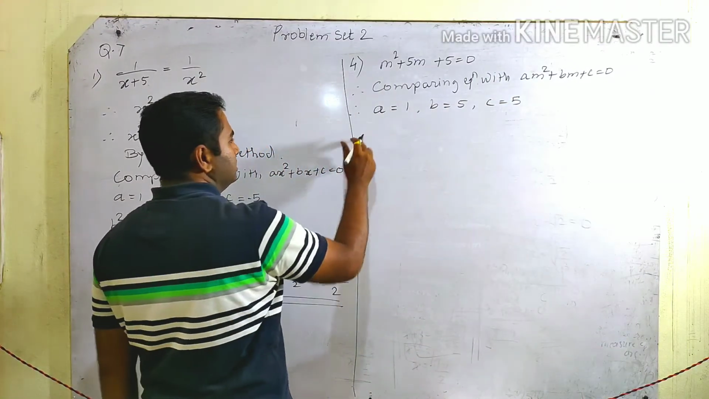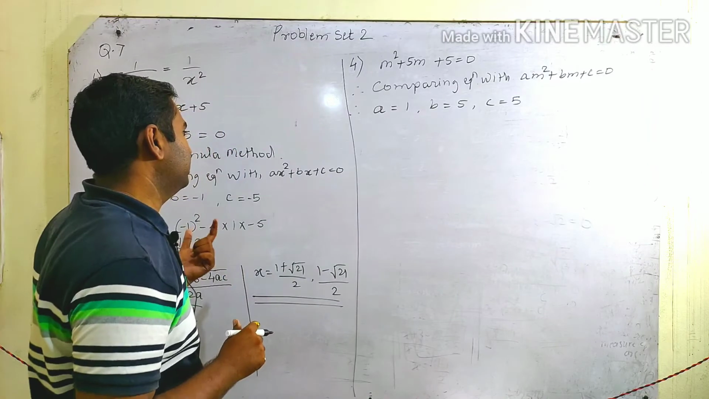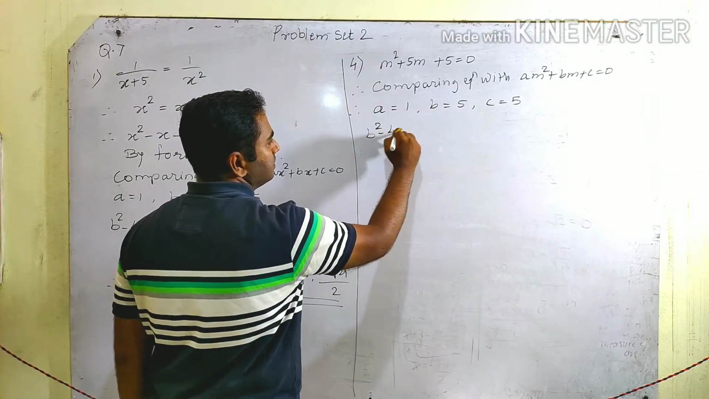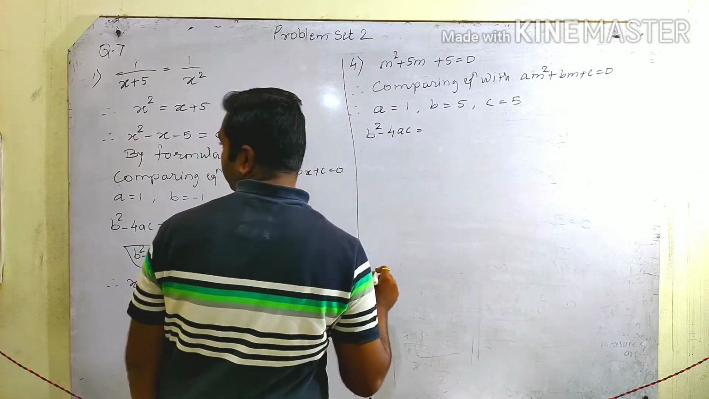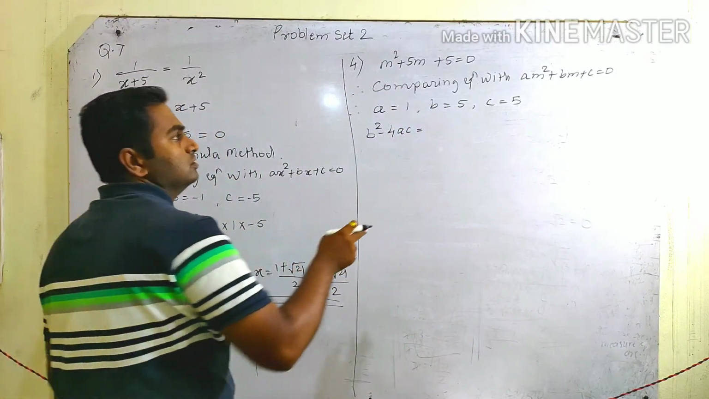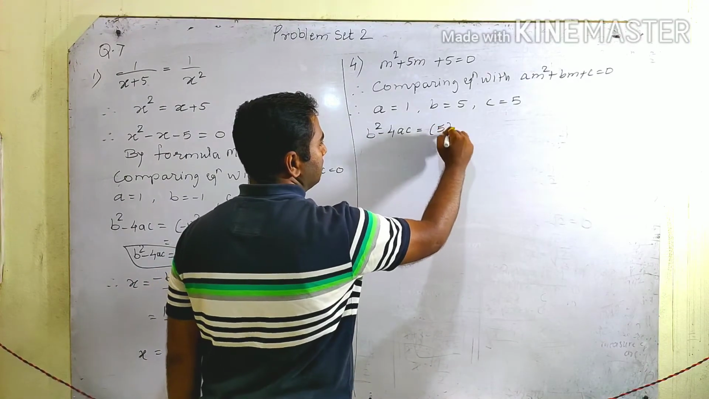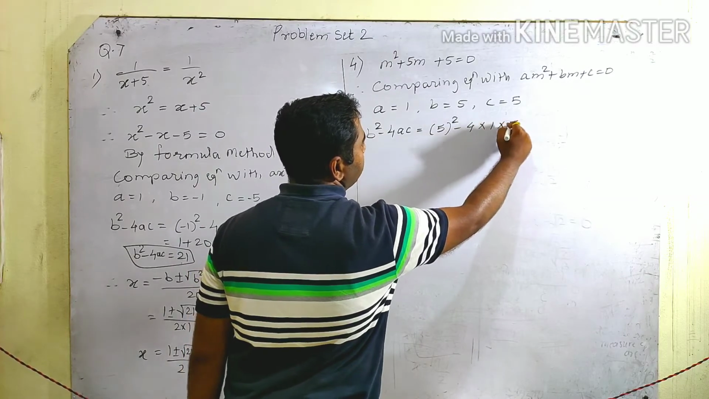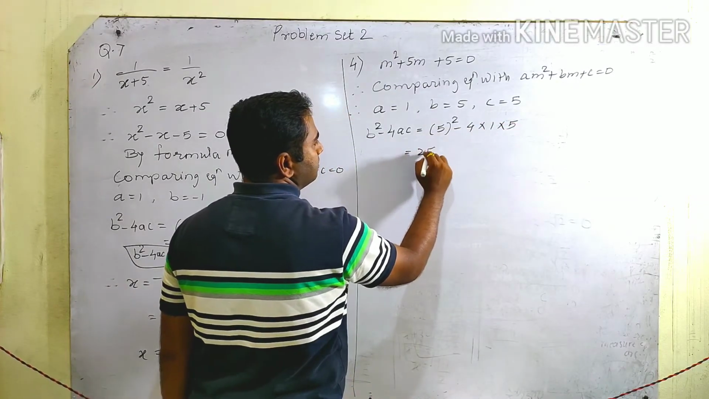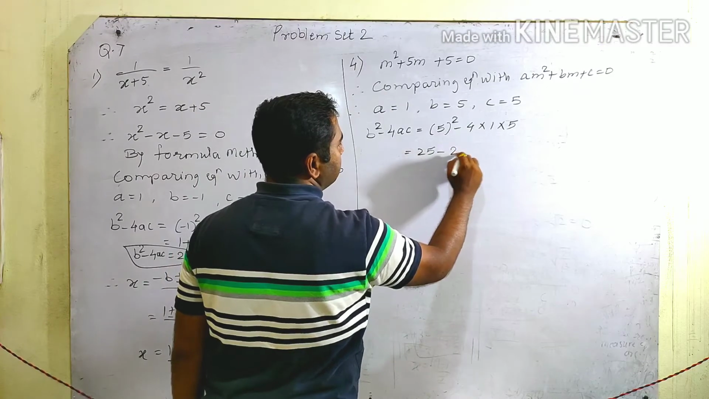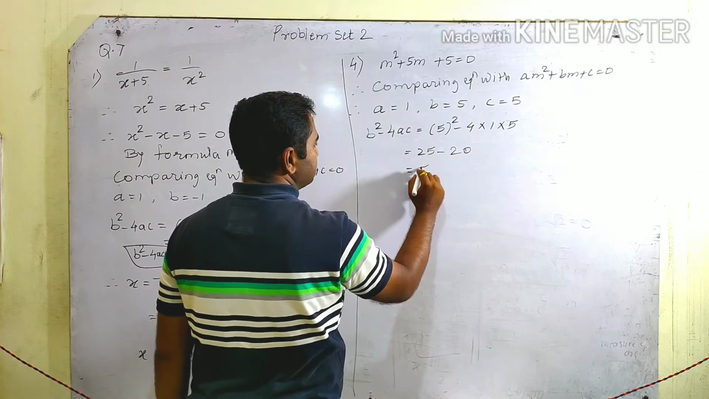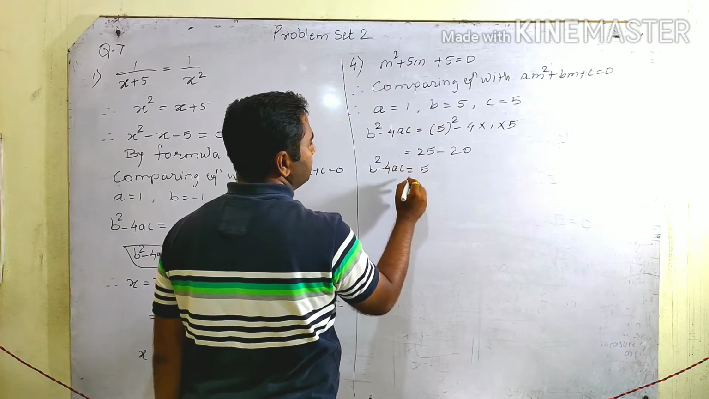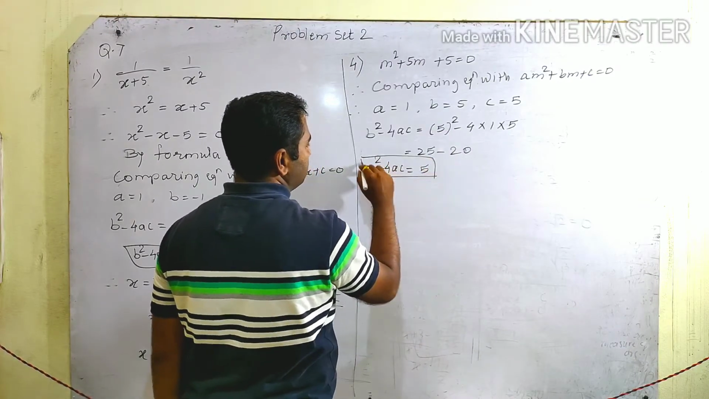So for this formula we find out the b square minus 4ac. So b square minus 4ac is equal to, we put the values, b square, that is the b 5 square minus 4 multiply a 1 multiply c 5. So 5 square, that is 25 minus 4 5s are 20. So 25 minus 20, it becomes 5. So b square minus 4ac is equal to 5. We get this value of b square minus 4ac.